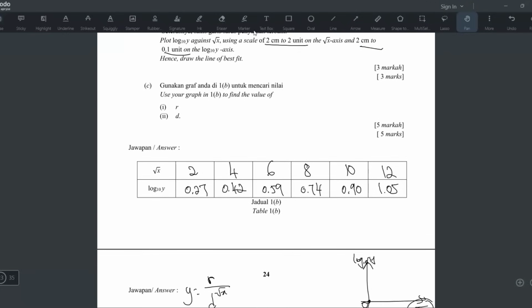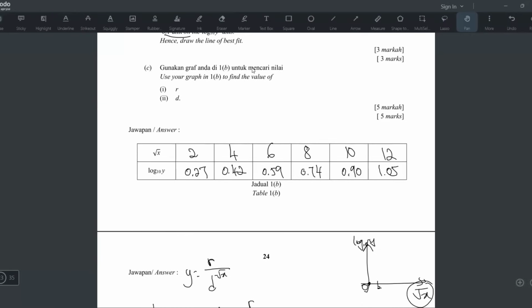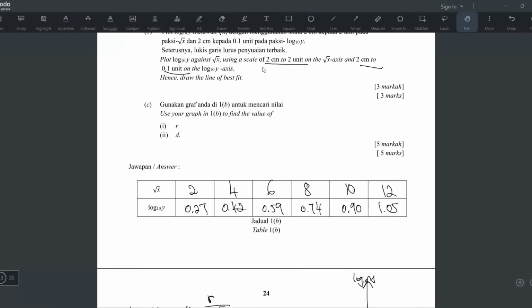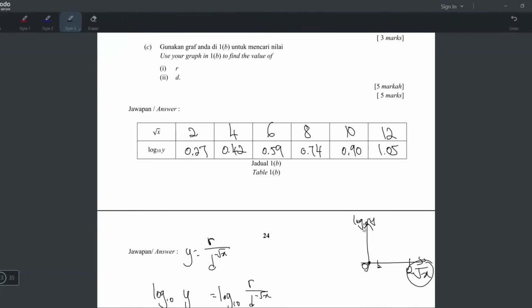Now we think about the skala. 2 cm to 2 unit on this axis. So sini 2 cm to 2. So you just go 2, 4, 6, 8, 10, 12 lah. So guna 6 kotak sini lah. Okay, for the y-axis, 2 cm to 0.1 on the log y-axis. So if I go 0.1, then I keep going up until when? Okay, the highest value is 1.05. So I think I can go until 1.1. Okay. Yeah, so this is the plan. 0.1 until 0.12 like that.